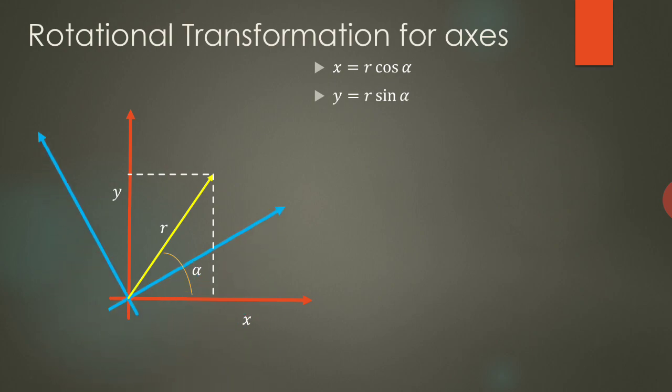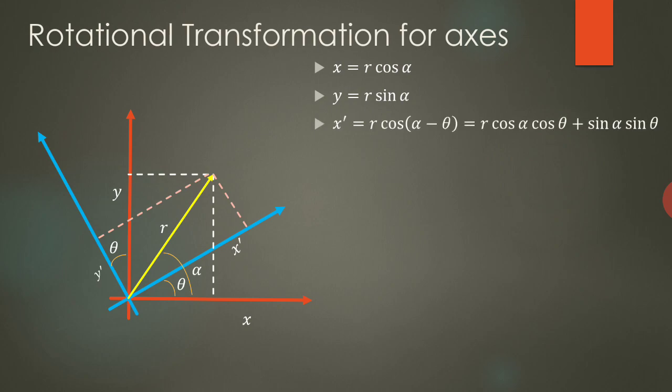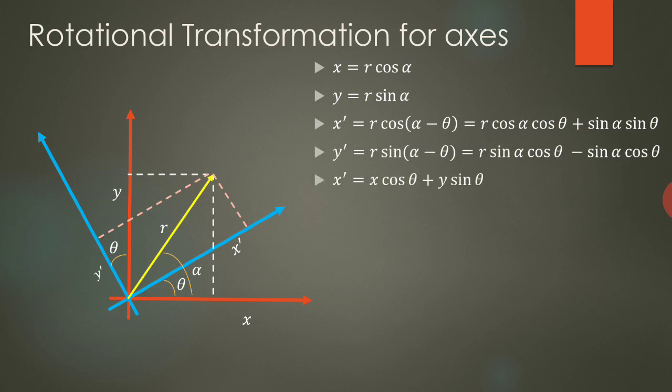Now I am taking a new coordinate system which is making an angle theta with the old coordinate system. The components of the vector r in the new coordinate system are given by x prime and y prime. Since the angle made by the vector r with the new coordinate system is now alpha minus theta, x prime is given by r cos(alpha minus theta) and y prime is given by r sin(alpha minus theta).